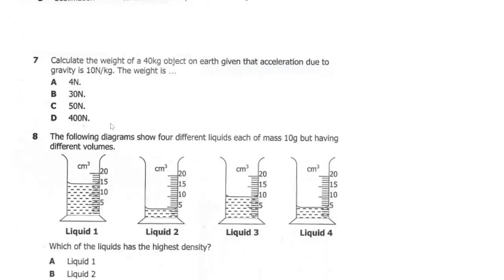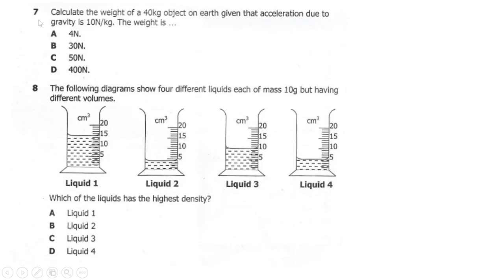Okay, correct. So we go to 7, where it says calculate the weight of a 40 kg object on Earth given that acceleration due to gravity is 10 Newton per kg. The weight is, okay, so if you are asked to find weight, calculate it in this way. W, which is weight, is equal to m, which is mass, times g, which is acceleration due to gravity. Then you say equals mass is what they've given you here, 40, times acceleration due to gravity is what they've given you here, which is 10.